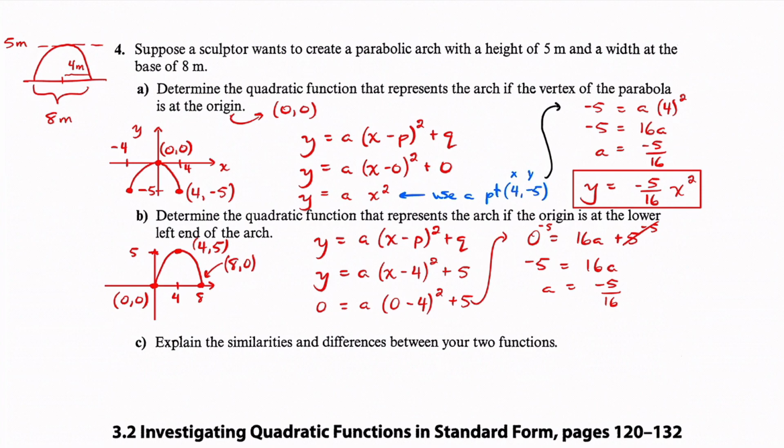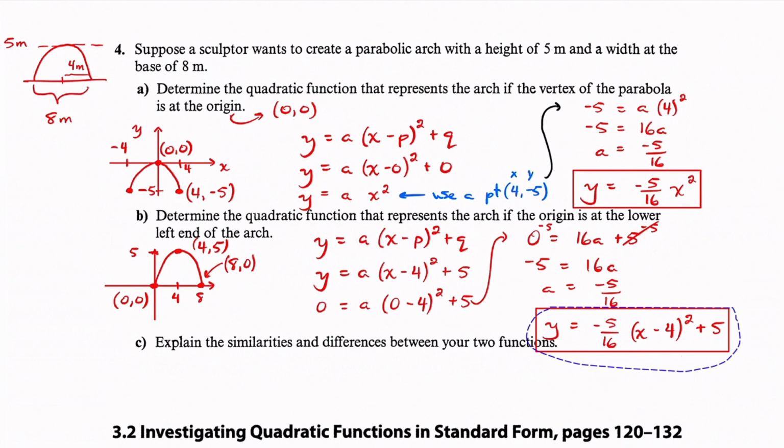So regardless of where your vertex is, if it's at some point here or at some point here, the a value is always going to be the same, which is kind of nice. So you can just use that, or if you forget, you could just work it all out and then you get the same thing. So we just got to write our function here now. a is -5 over 16. Then we had x minus 4 squared plus 5. Okay, so there's the answer for that one. I'm just going to slide this over.